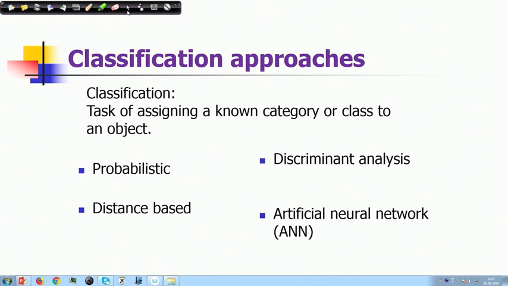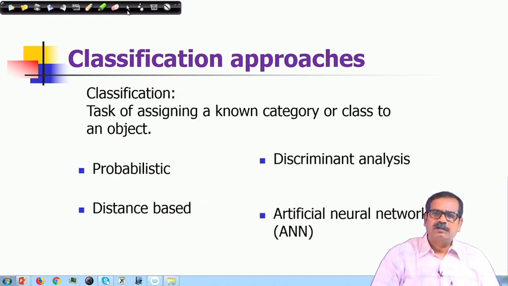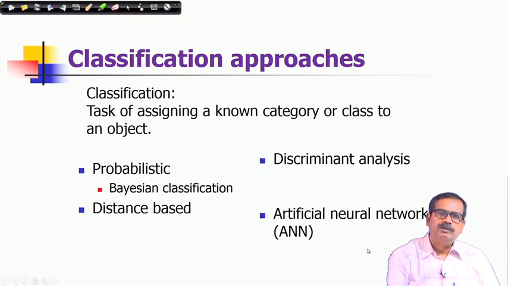There are various approaches. Out of them, a few are shown here. It could be a probabilistic approach, distance based, or discriminant analysis based approach. You can also use an artificial neural network for classifying data points. In this particular topic under this course, I will be considering a few examples of each of these approaches. For the probabilistic approach, we will be considering Bayesian classification techniques.